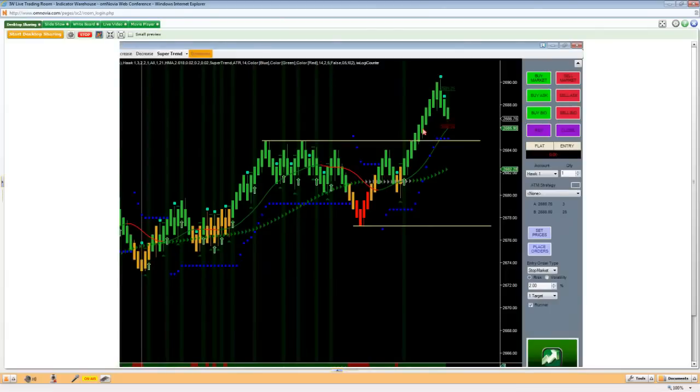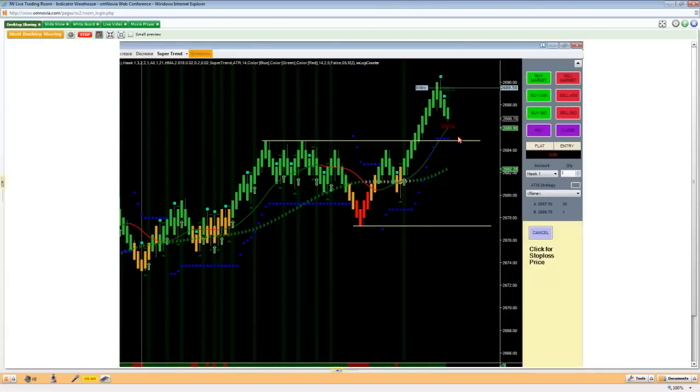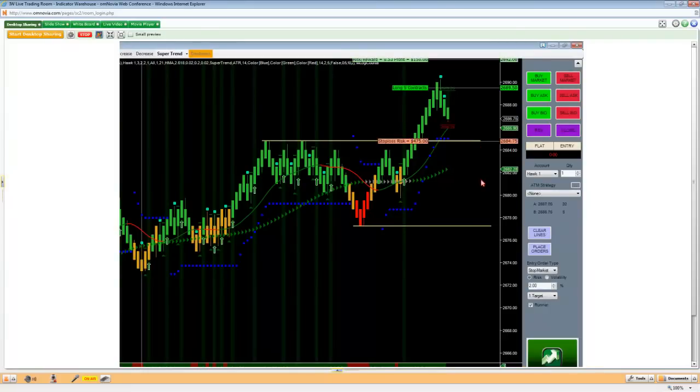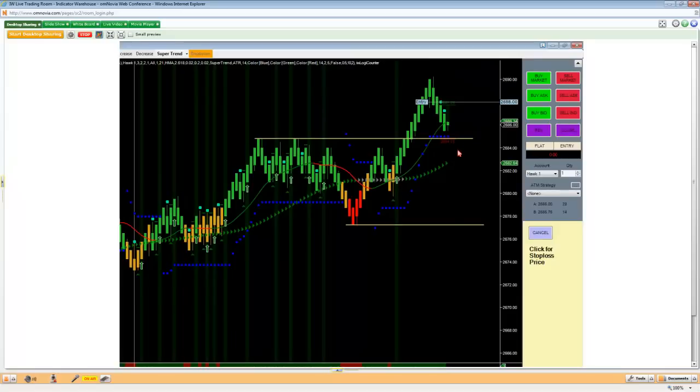Signal here on the scalper, so I could place my order right above there. I can use my super trend to cover my trade. That is potentially good for 5 contracts. I'm going to look at entering there.